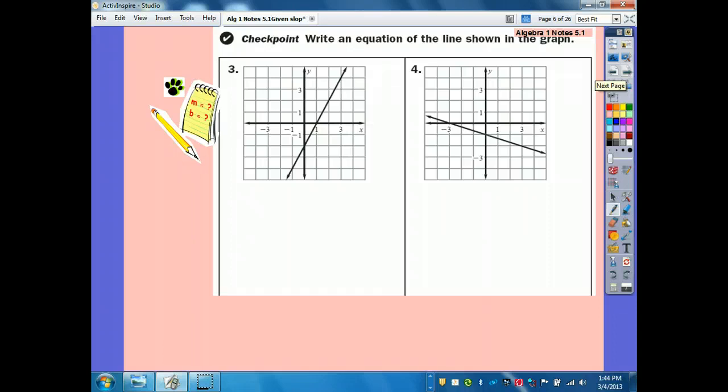All right, number 3. y equals. Should we do the easy part first? Yeah. And what's the easy part? What is the y-intercept here? -2. So we know it's -2.